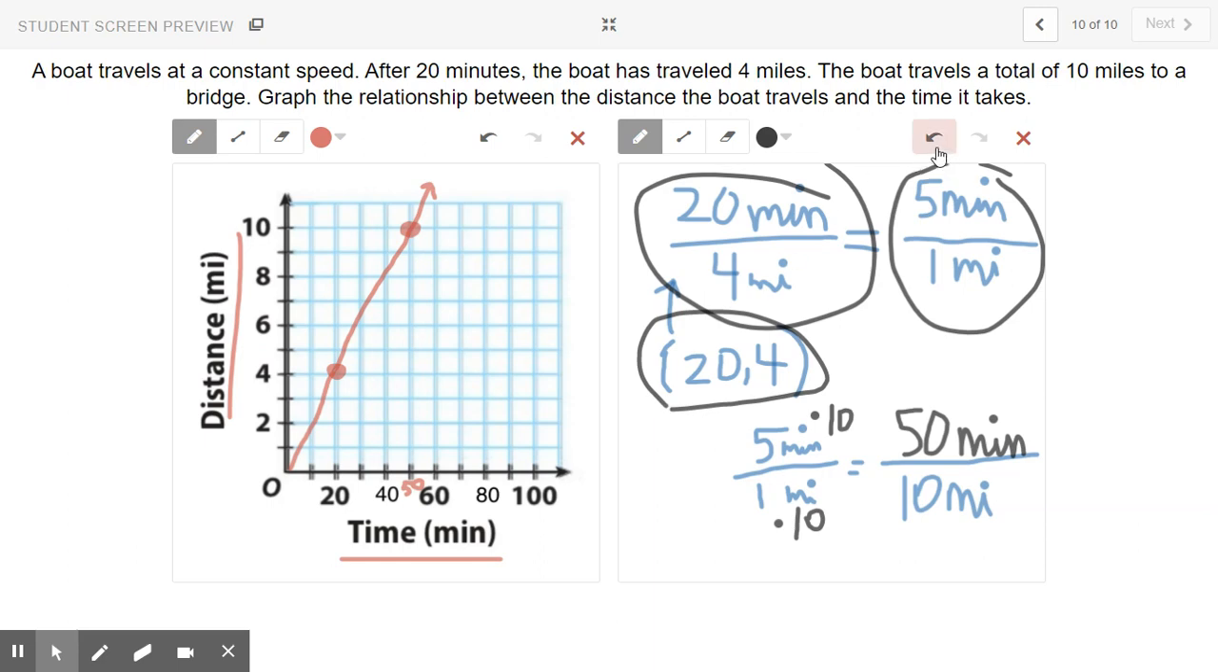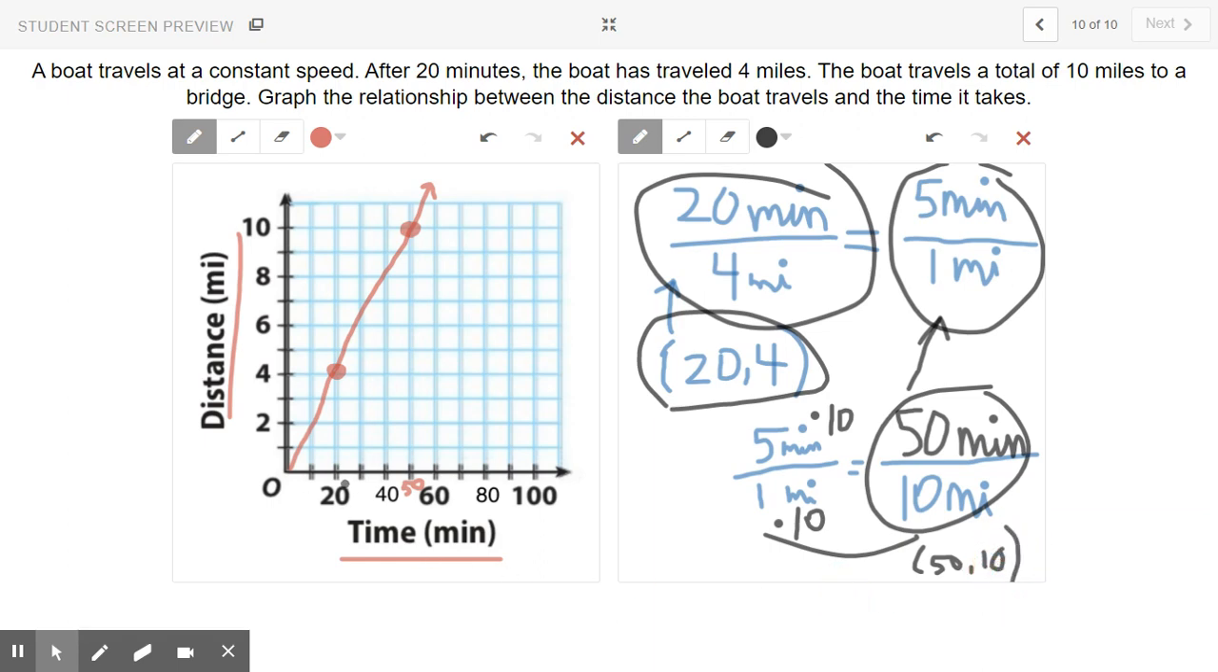Now, using the unit rate, I figured out how many minutes in 10 miles. It takes 5 minutes per mile. How many in 10 miles? 1 times 10 is 10. 5 times 10 is 50. So 50 minutes for 10 miles. So that means I would have to plot this information also. And if minutes is the x, it would be 50, 10. So then I'm going to plot first 20, 4.